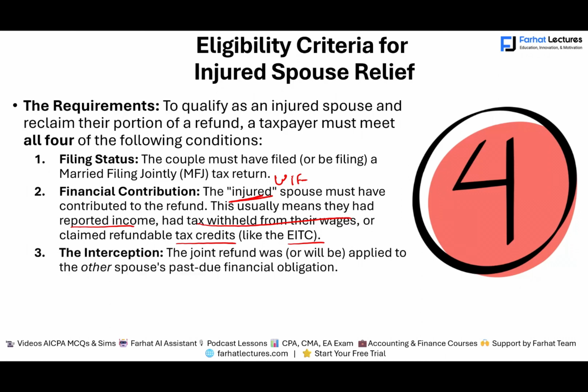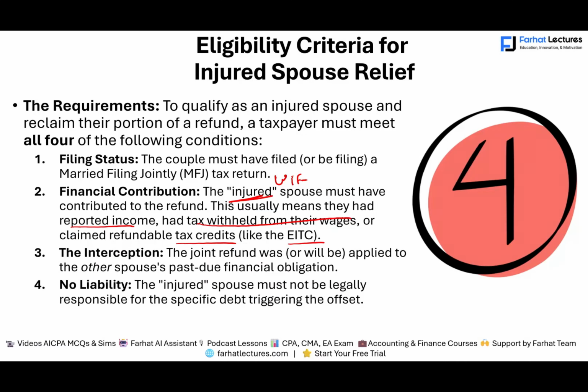The third condition is the joint refund was or will be applied to the other spouse's past due financial obligation. So it's the wife's refund, the injured spouse's refund, and her money is being used to pay the debt of her husband.